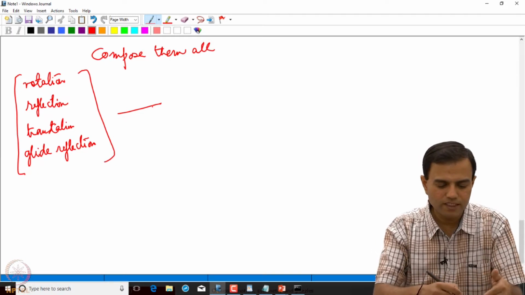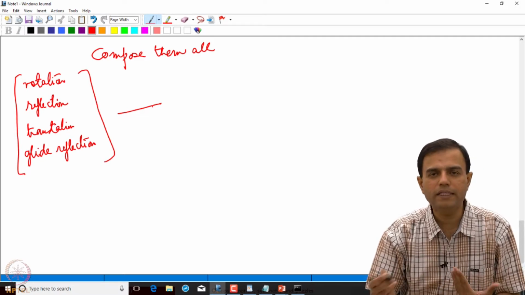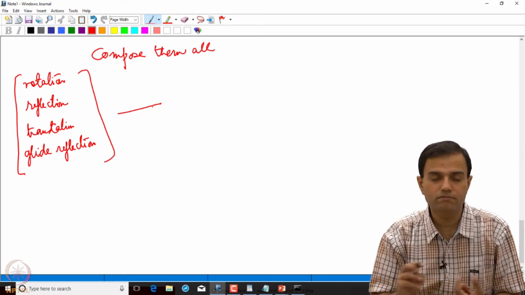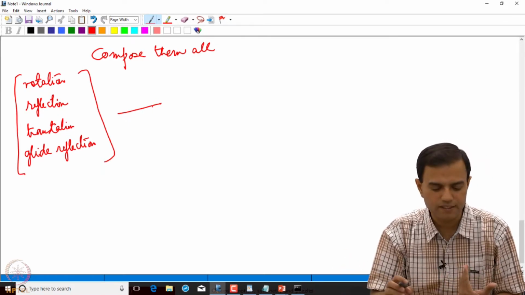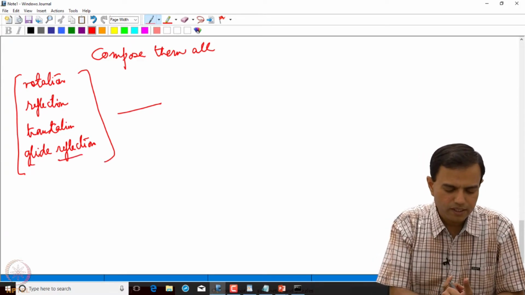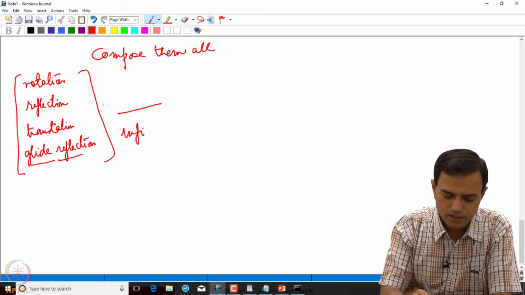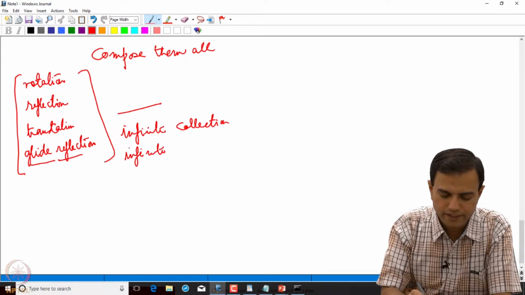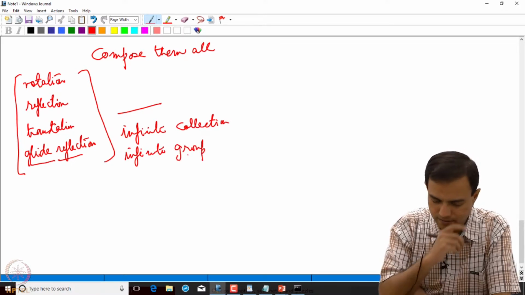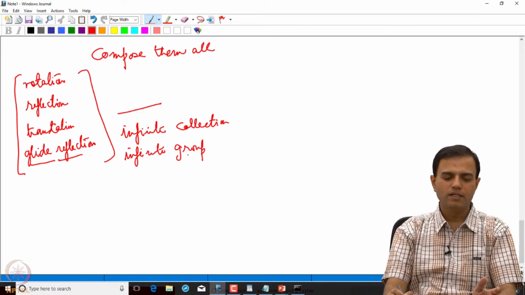So, how many of these are there? Rotation you can do by any angle, reflection you can again reflect by any line, translation by any amount you can do, and in glide reflection again you can pick any axis of reflection and any amount by which you will be translating. So, this is an infinite collection. So what you have is actually an infinite group, and you may expect that there are some complicated patterns out there.